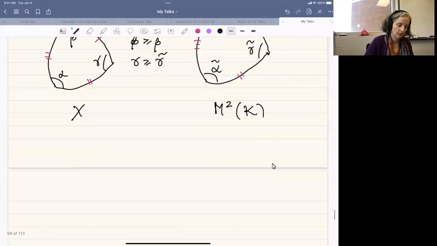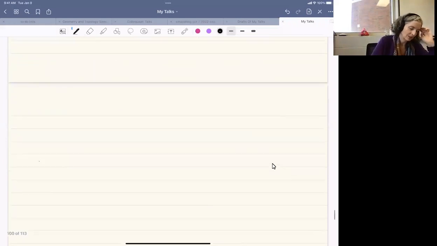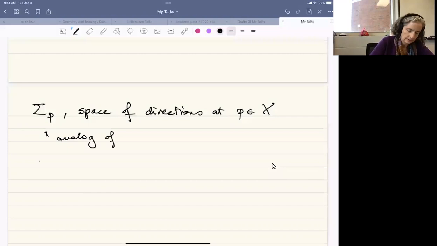Okay, so what else do we know? In an Alexandrov space, wow, this drawing on my iPad is not my forte, clearly. Here we go. So in an Alexandrov space, we swap out the standard unit sphere in the tangent space of a Riemannian manifold with what we call the space of directions, and we denote it by sigma p. So they're the unit directions at p in X. It's the analog of the unit sphere in the tangent space in a Riemannian manifold.